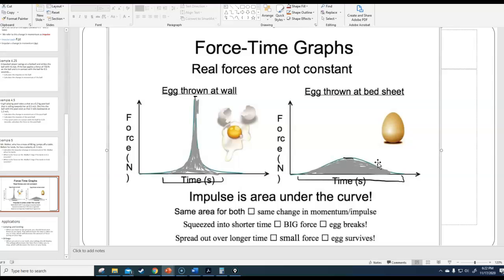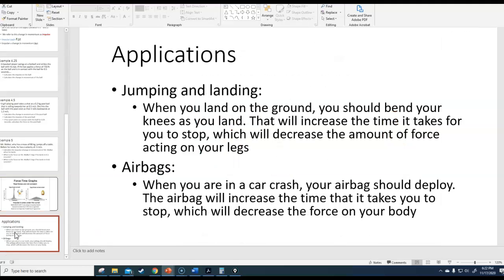Whereas let's say somebody's holding up a bed sheet. If you throw the egg at a bed sheet, the egg might not break. Because when it hits the bed sheet, it's soft and it has some give to it, and so that means it takes the egg longer to stop. So more time to stop means less force on the egg. That means the egg might not break. And so that's one of the applications of momentum and impulse.